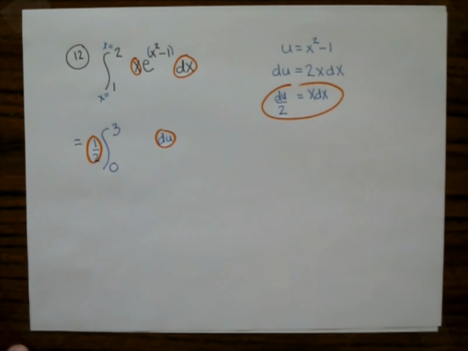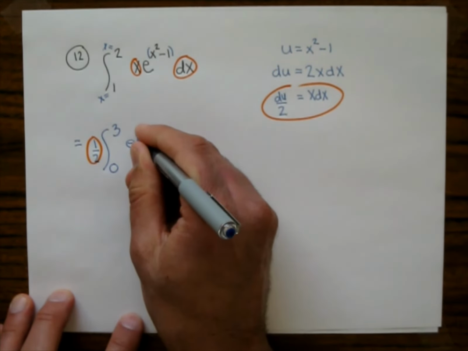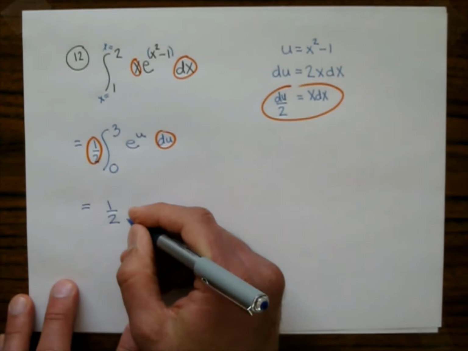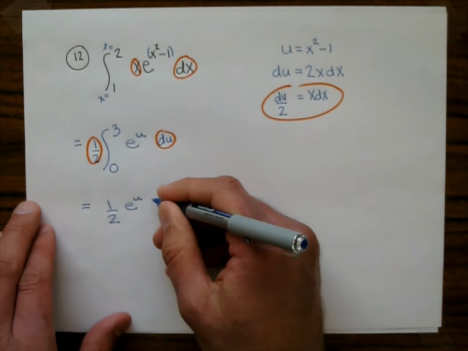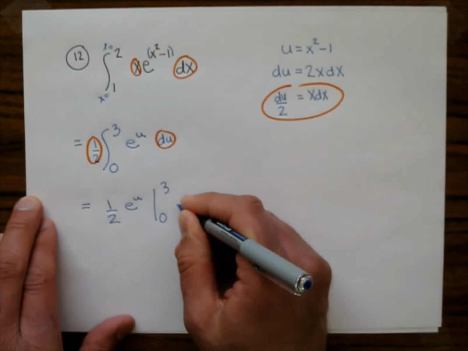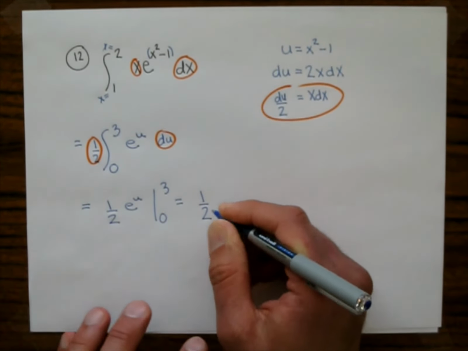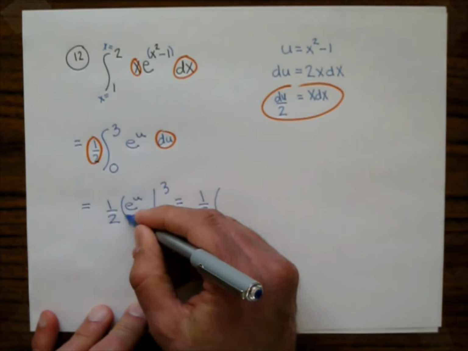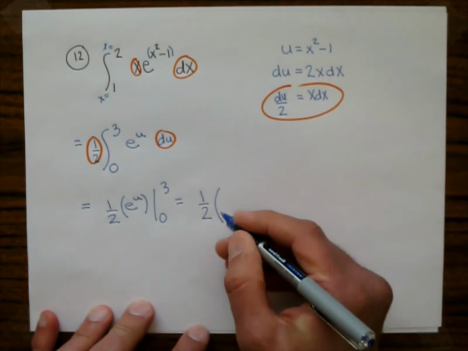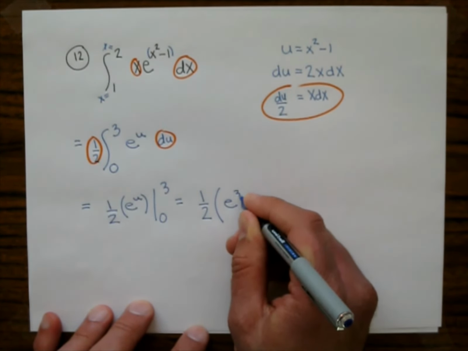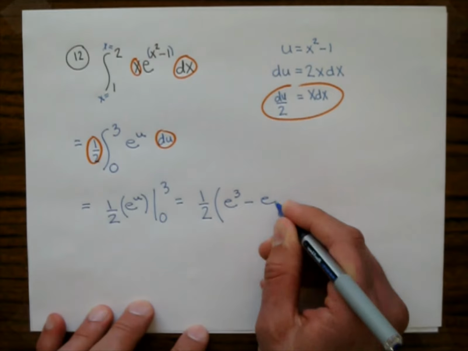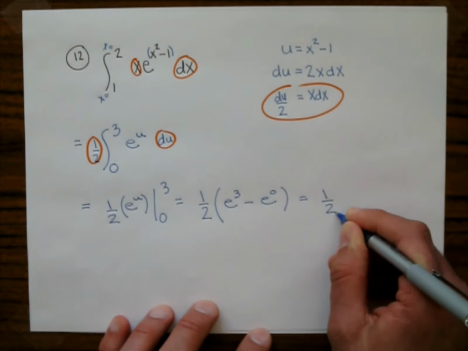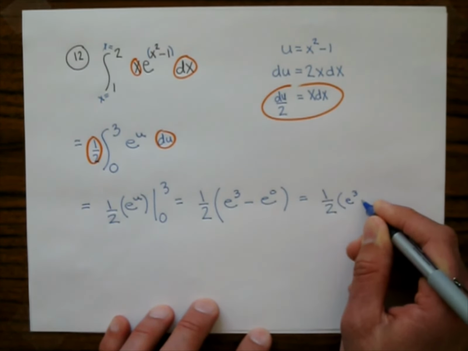And then we have e to the u. So we have 1/2, antiderivative of e to the u is e to the u. This gets evaluated from 0 to 3. 1/2, and then let's go ahead and put parentheses up. We'll put a 3 in there. So I mean, we can go like this and say, let's evaluate that from 0 to 3. This is going to be e to the 3rd minus e to the 0. And so it looks like we can write this as 1/2 times e cubed minus 1.